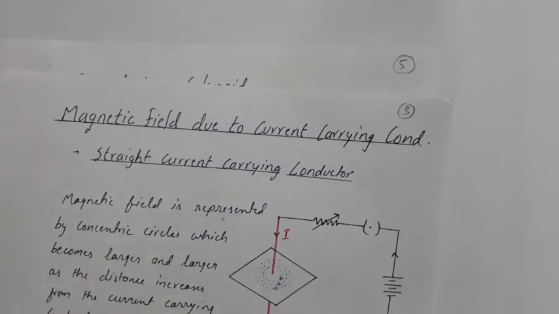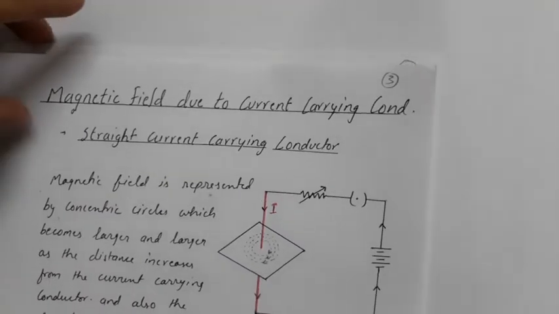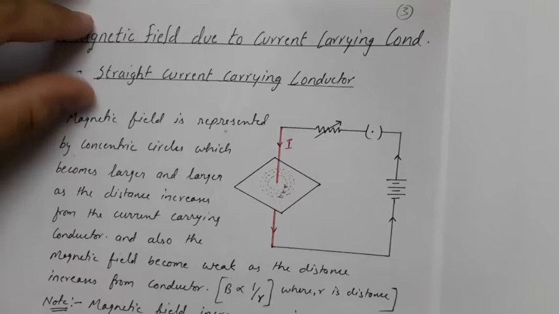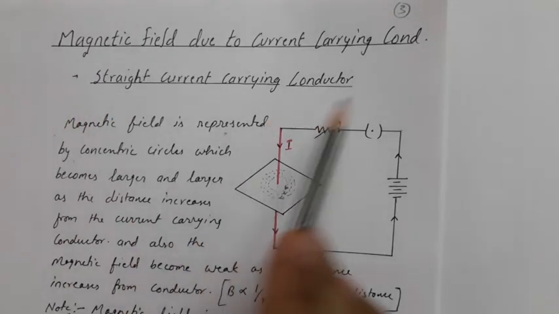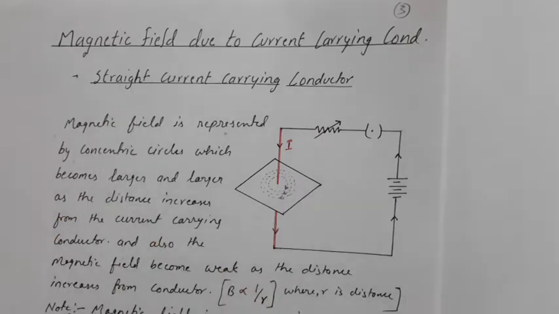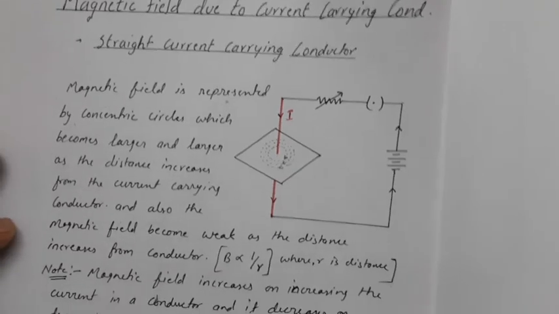Now the next point which we are going to cover today: magnetic field due to a current carrying conductor. Now first of all, if the current carrying conductor is a straight current carrying conductor, then what will be the pattern of the magnetic field around the straight current carrying conductor? This we have to understand.